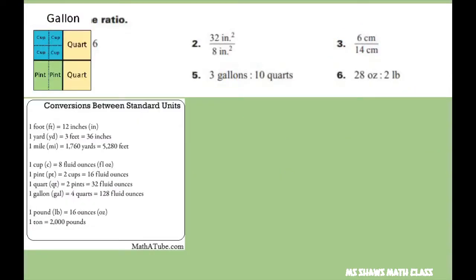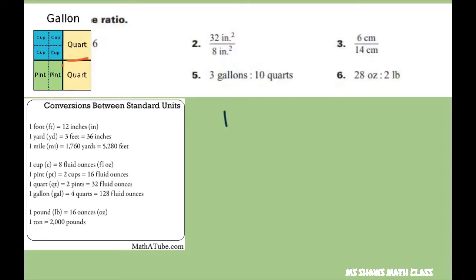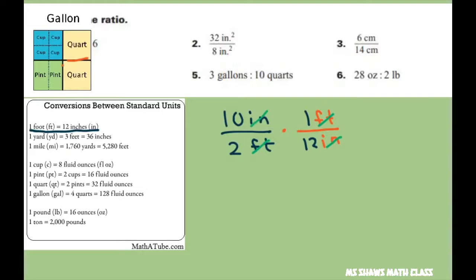So now, the other one was 10 inches to 2 feet, so let me write that down. 10 inches to 2 feet. So the first thing we want to do is convert. So we want to multiply feet on top and inches on the bottom. That way we can cancel things out. So there's 1 foot per 12 inches. Now I can cancel out the feet and the inches. Then you can multiply across, and that gives you 10, and then 2 times 12. Well, 2 goes into 10 5 times, so your final answer would be 5 divided by 12.